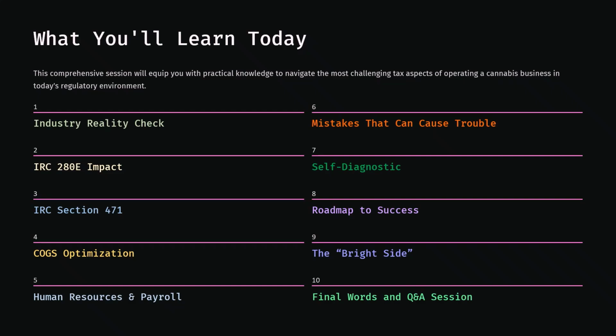Since human resources and payroll is a large cost relating to your operations, we'll put some special focus on labor. We'll talk about mistakes that get cannabis businesses into trouble with the IRS. I'll give you some high-level questions to ask yourself to get a feel whether you may have some blind spots. We'll follow on with discussing a high-level roadmap to success. We'll talk a little about the bright side to all this, and believe it or not, there is a bright side. Then I'll have some final words and then time for Q&A.